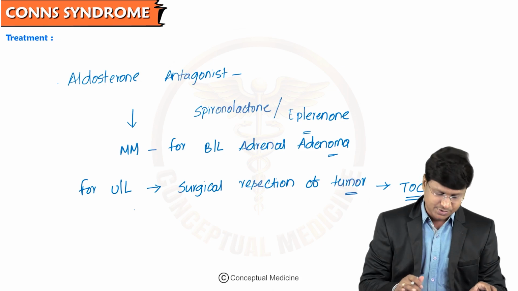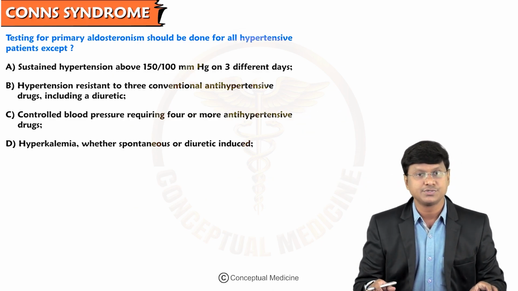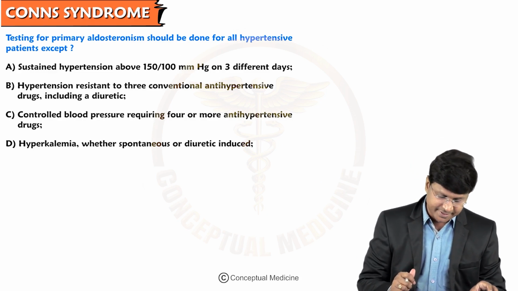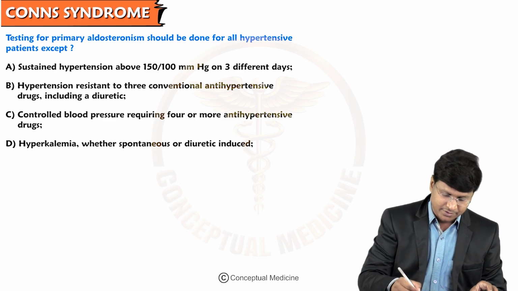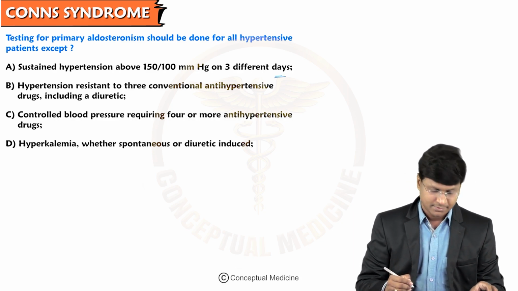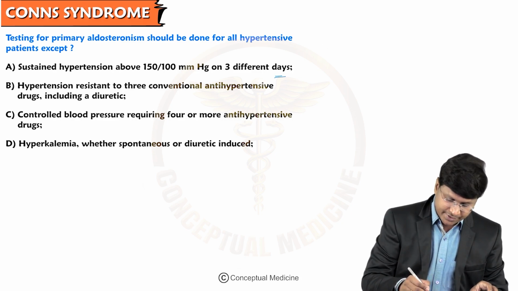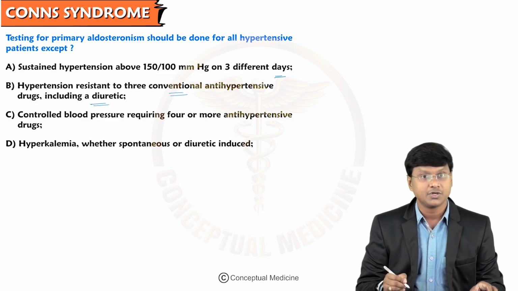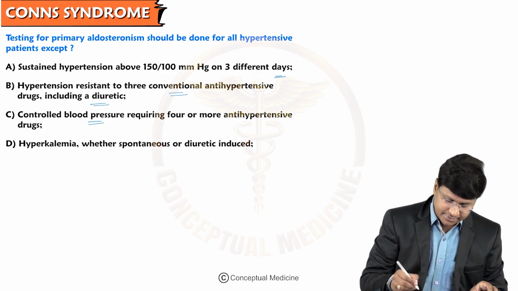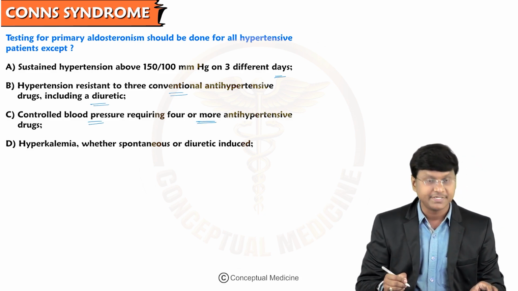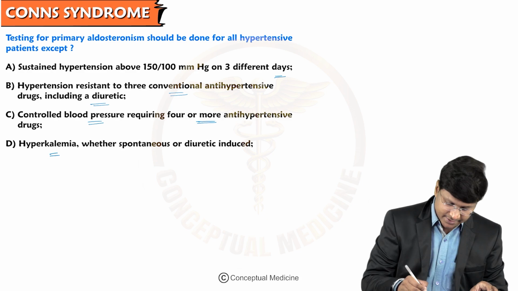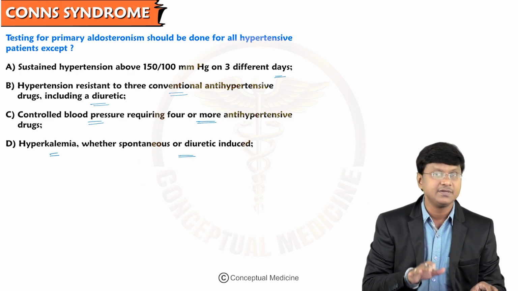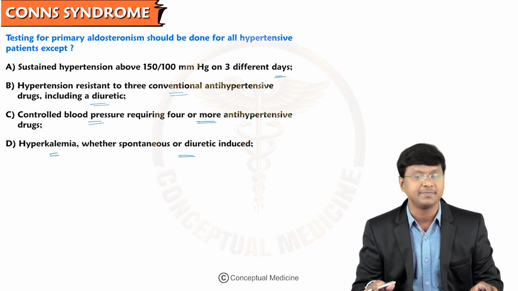Let me just show you some questions. Testing for primary aldosteronism should be done for all hypertensive patients except. Options are: sustained hypertension above 150 by 100 millimeters of mercury on 3 different days; second, hypertension resistant to 3 conventional antihypertensive drugs including a diuretic; third, controlled blood pressure requiring 4 or more antihypertensive drugs; fourth, hyperkalemia whether spontaneous or diuretic induced. The question asked is except. In which of the following will you not test for primary hyperaldosteronism?